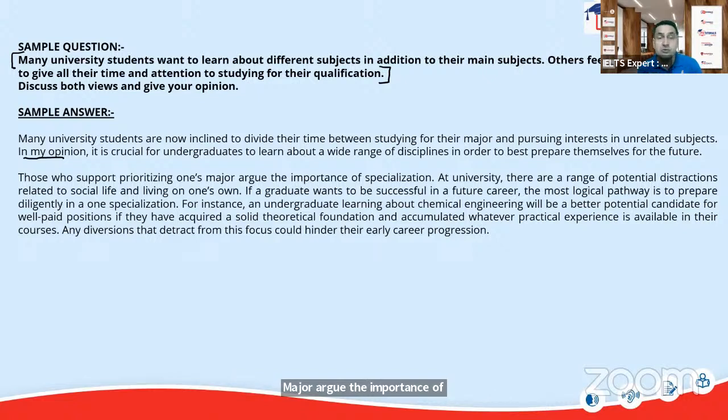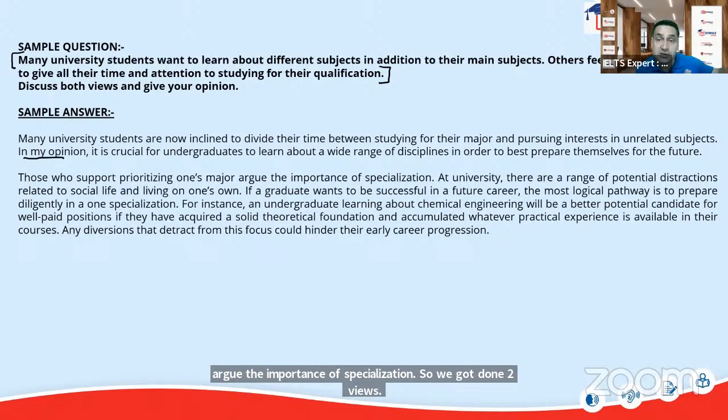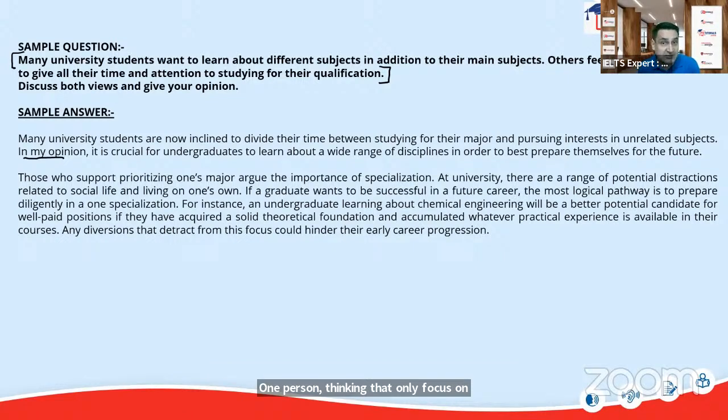So we got two views. One person thinks that you should only focus on the specialization or honors specific subjects. Then we are looking at why some people think that honors or specialization is important. At university, there are a range of potential distractions related to social life and living on one's own. If a graduate wants to be successful in a future career, the most logical pathway is to prepare diligently in one specialization. So if you look closely, we are not criticizing a person who wants to specialize in one subject. Rather, we are thinking from that person's point of view.